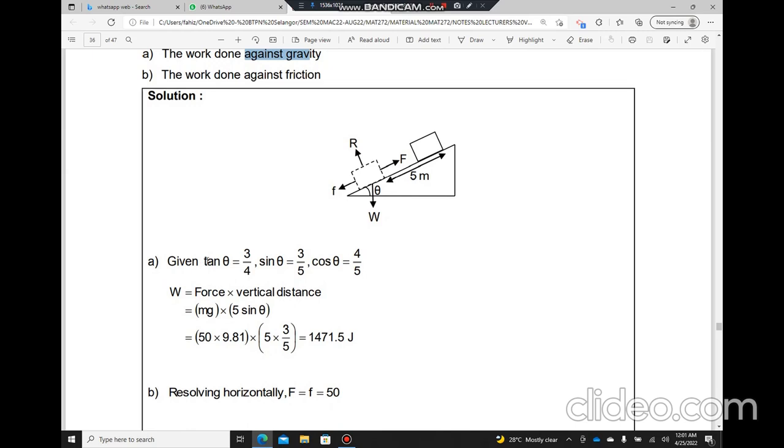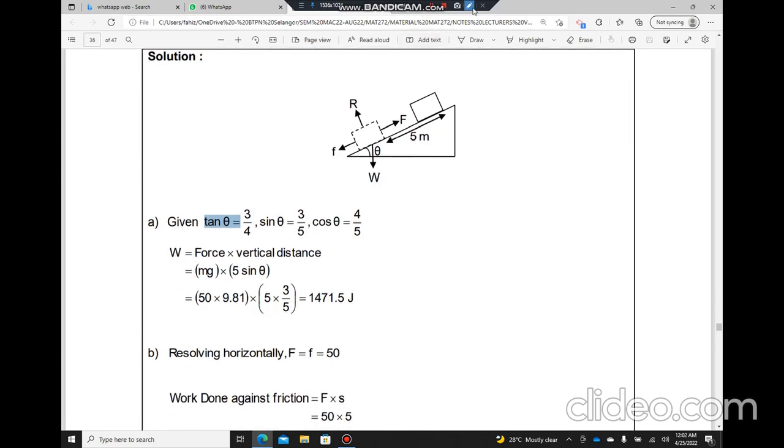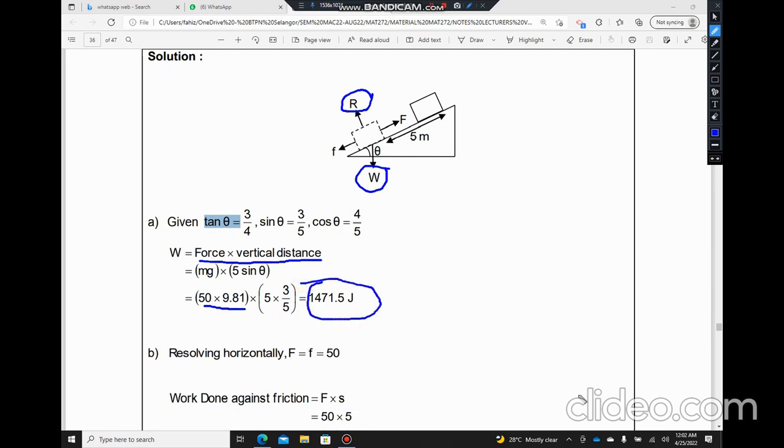Okay, first since dia bagi tangent inverse, so you can find tangent theta equals to 3/4. Daripada tangent kita boleh kira sin and cos. Okay, so W untuk against gravity, so yang ni lah kita ambil untuk yang vertical. W equals to force multiplied by vertical distance. So force is mg, mg multiplied by 5 sin theta. So m is 50, g 9.81 multiplied by 5 multiplied by 3/4. So you get the work here.